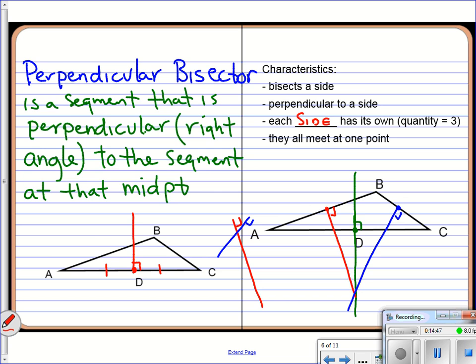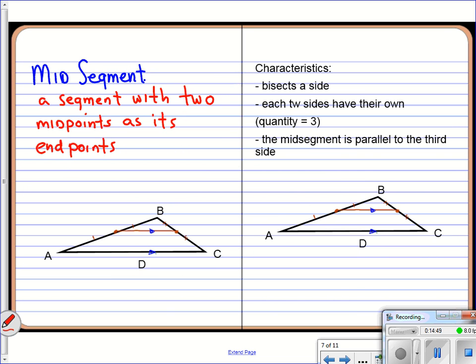All right, so mid-segment, this is our last one. A mid-segment is basically a segment with two midpoints as its endpoints, right? So as soon as we start talking about midpoints, then we know we have pieces that are congruent to each other, okay? So sometimes it's just eyeballing them.